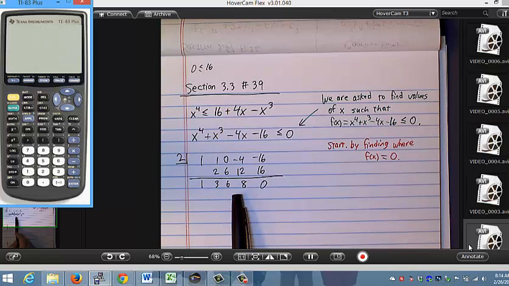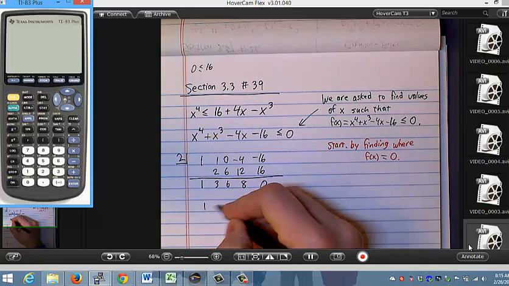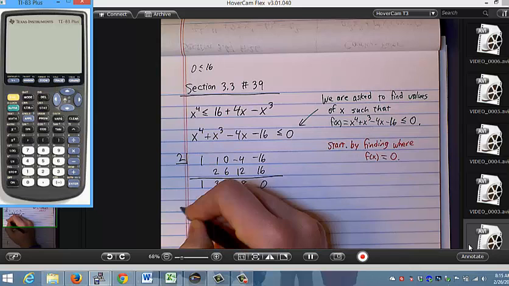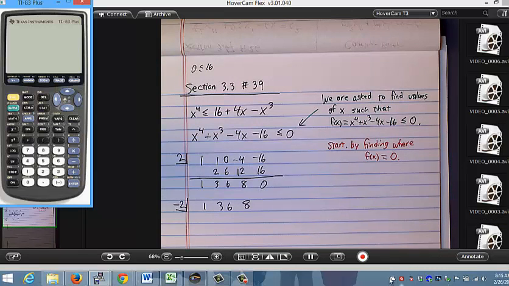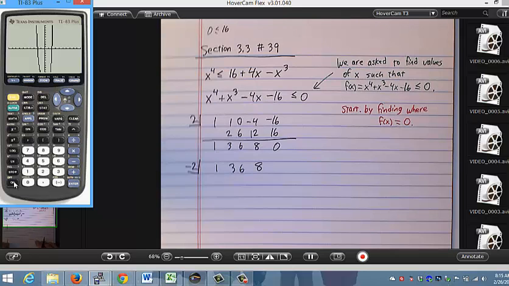Hey, while I'm at it, what do you think I ought to try? Let's try another one. What should we try with those numbers? How about we try negative 2? Because it sure looks like that was part of my picture. Again, I should turn that back on. But it sure looked like it goes through negative 2. So let's try it out.